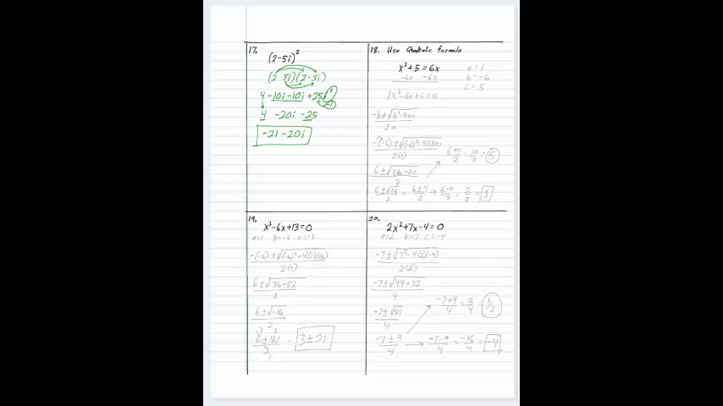Alright, for 18, we would like to solve using the quadratic formula. But in order to use it, we have to get one side to 0. So let me subtract 6x. So we have x squared minus 6x plus 5. Let me write down the quadratic formula as a guide.